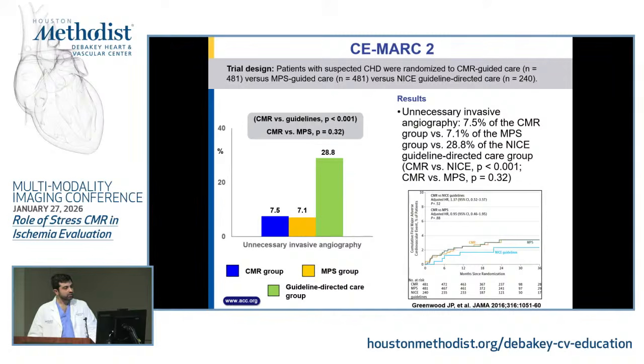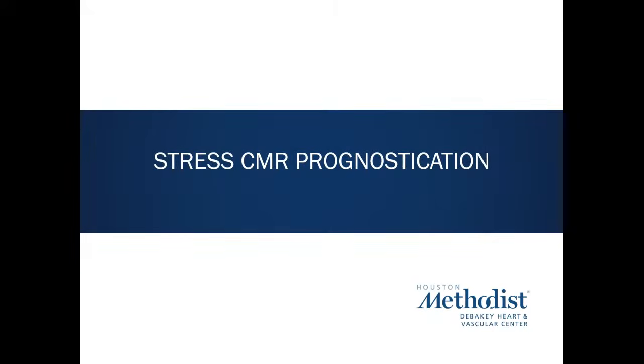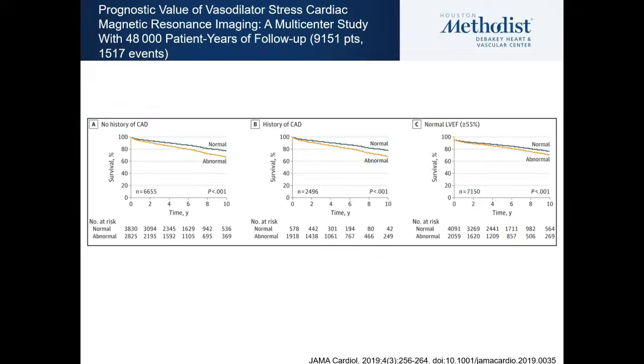The CE-MARC 2 trial focused more on avoiding unnecessary cath or avoiding unnecessary angiography. So people with suspected CAD underwent CMR guided care versus perfusion guided care versus what the NICE guidelines at the time were. And essentially, both MRI and perfusion testing reduced unnecessary cath to the same extent compared to the current NICE guidelines. And this is now further establishing the ability of using stress MRI to spare patients unnecessary cath. So we haven't gone into FFR and PET, et cetera.